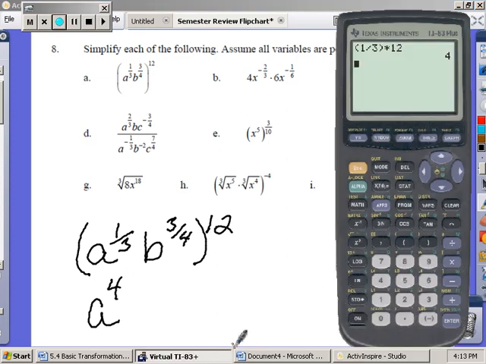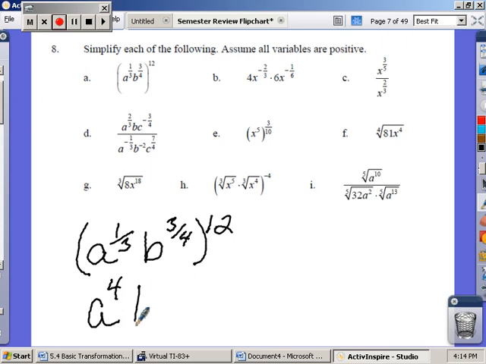Now you multiply 3/4, parentheses, 3 divided by 4, end of parentheses, times 12. Enter, 9. So you write B to the 9th.